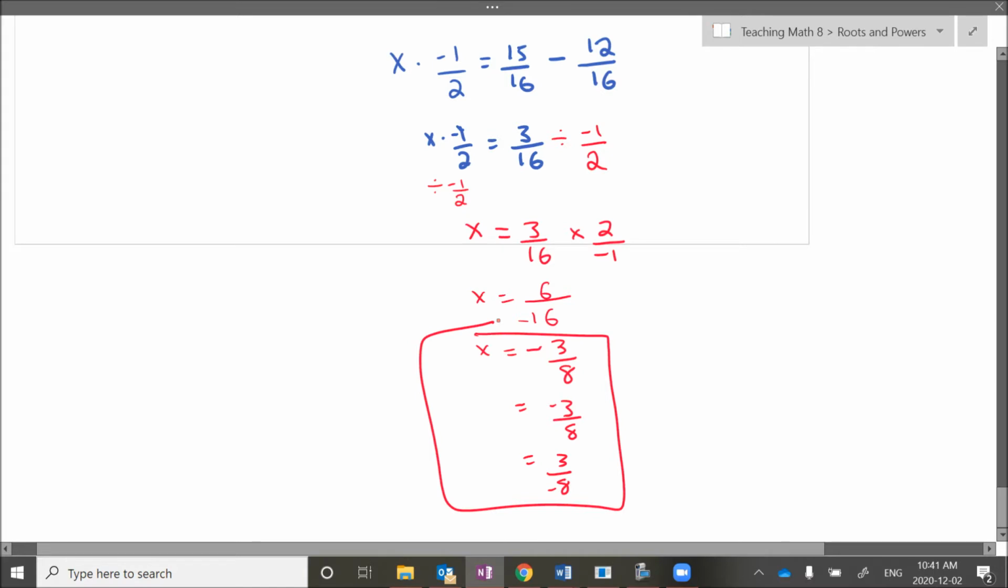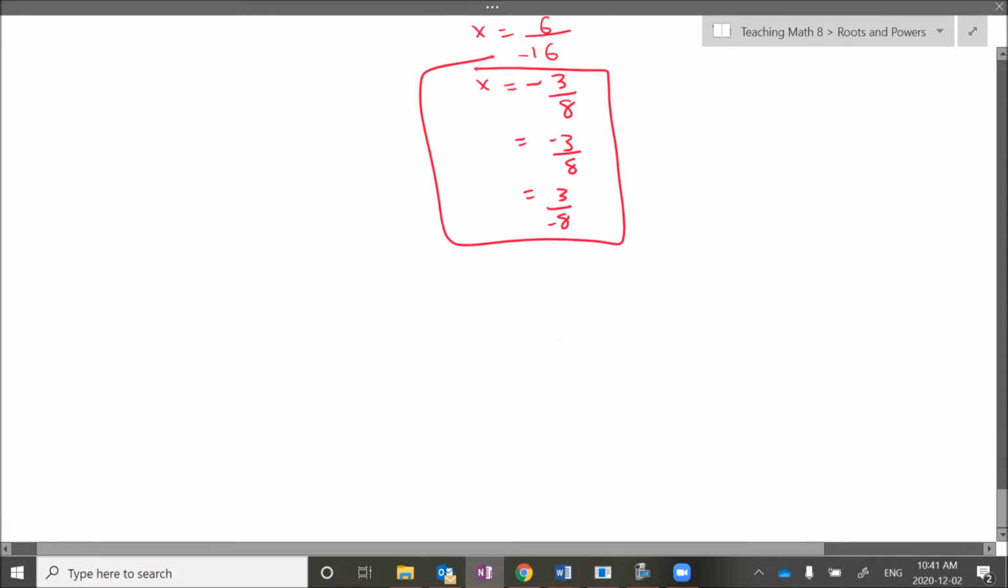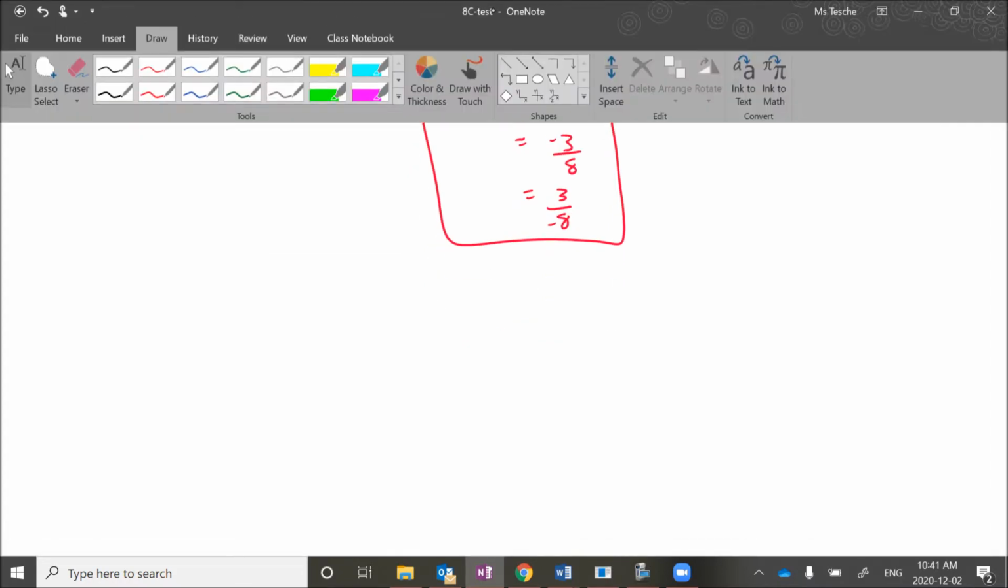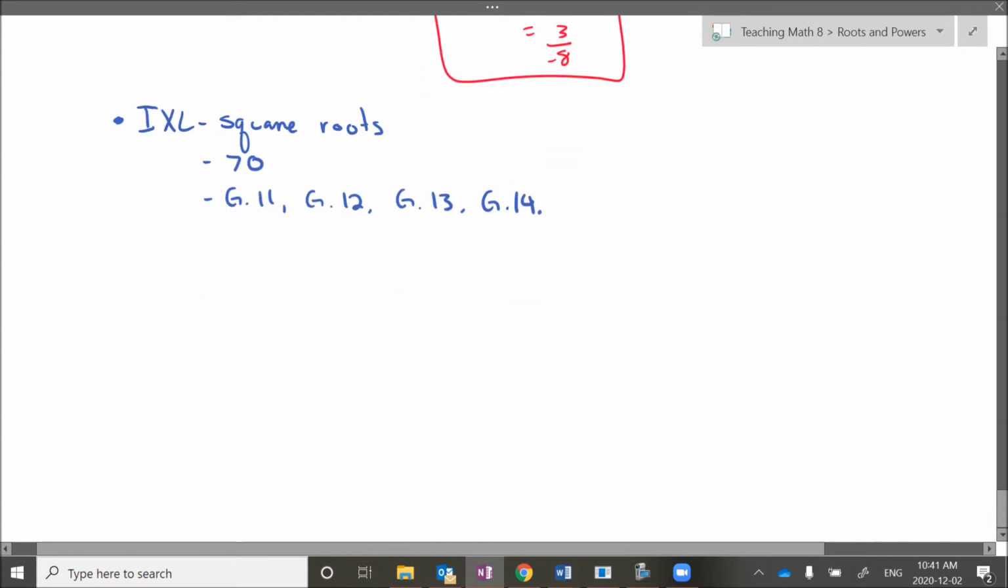So now that we've gone through your test questions, if you have any follow-up questions, you can just ask me next class about them, or shoot me an email. From here, the first thing you're going to do is finish those IXL links from the square roots. You need to reach a score of 70 on G.11, G12, G13, and G14. You should be able to finish that by the end of today's class easily.